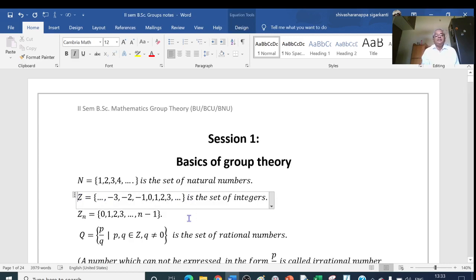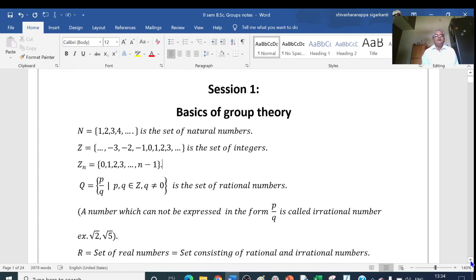And Zn is another set here. This starts with 0 and goes up to n minus 1: 0, 1, 2, 3, 4 up to n minus 1. Z5 means 0, 1, 2, 3, 4. Z10 means 0, 1, 2, 3, 4 up to 9. So in general, Zn is equal to 0, 1, 2, 3, 4 up to n minus 1.